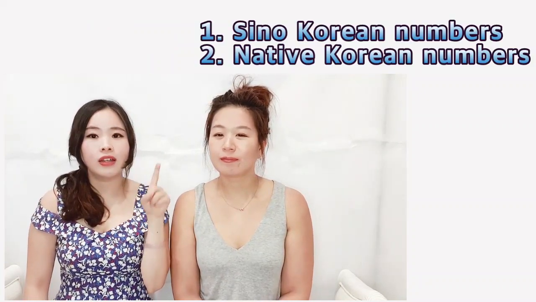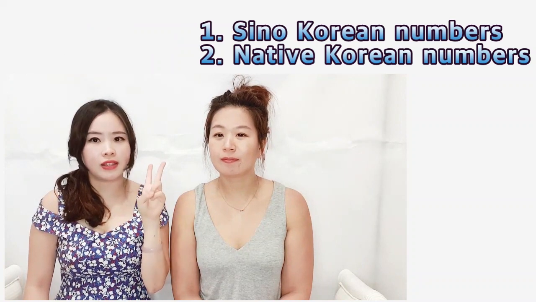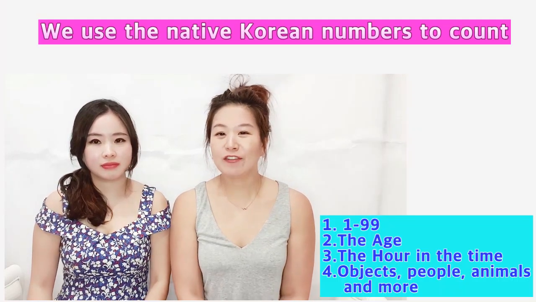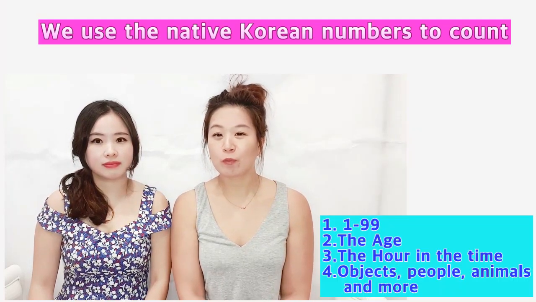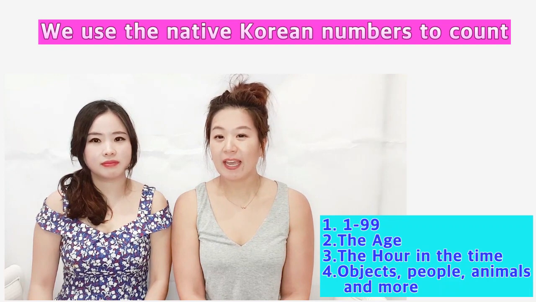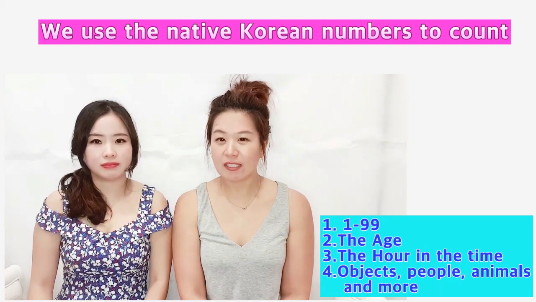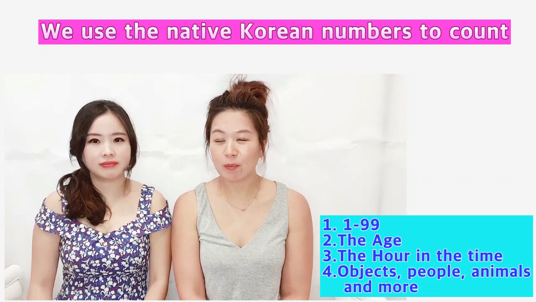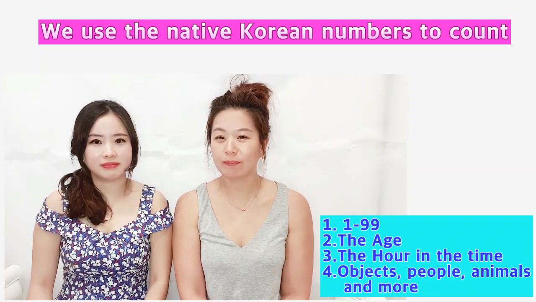There are two types of numbers in Korean: the Sino Korean numbers and the native Korean numbers. Our focus today will be on native Korean numbers. The native Korean numbers are used to count from 1 to 99, the age of people, the hour in the time, and counting how many objects, people, things, animals, and more.